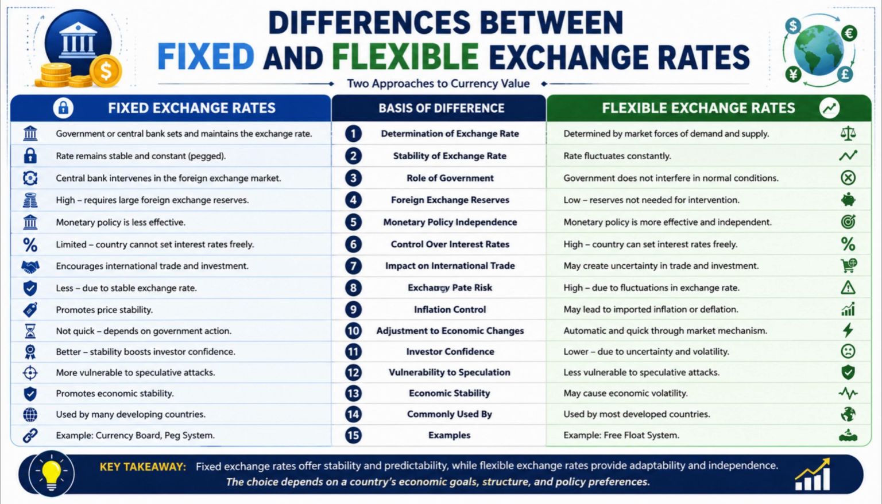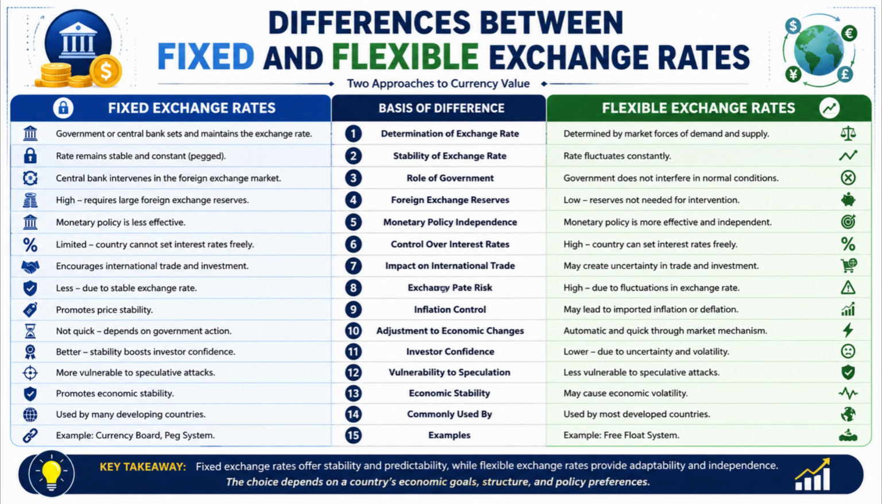Number 1. A fixed exchange rate is determined and maintained by the government or central bank, whereas a flexible exchange rate is determined by market demand and supply. Number 2. A fixed exchange rate remains stable and relatively constant, whereas a flexible exchange rate fluctuates frequently according to market conditions. Number 3. In a fixed exchange rate system, the government actively intervenes in the foreign exchange market, whereas in a flexible exchange rate system, government intervention is minimal under normal circumstances.